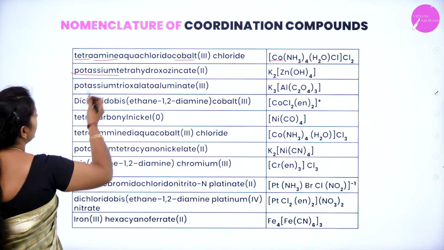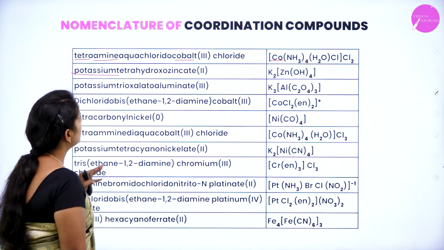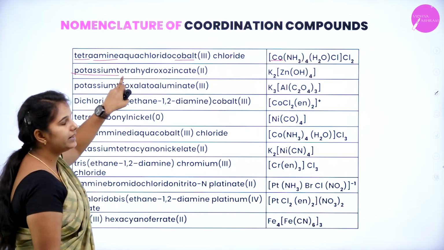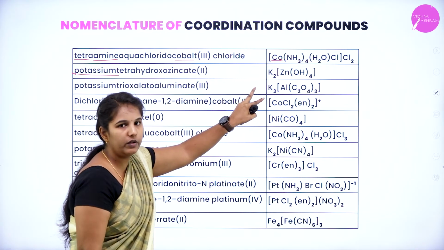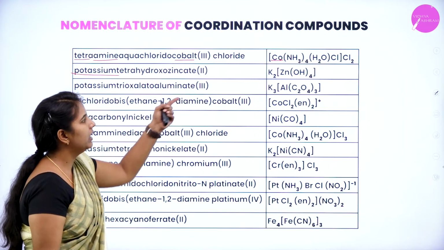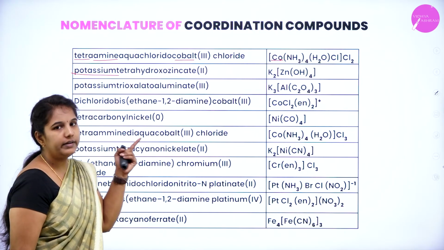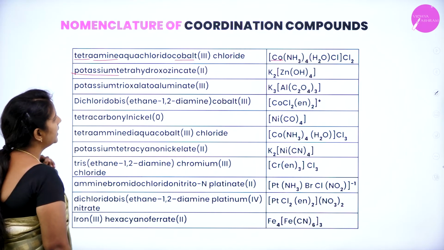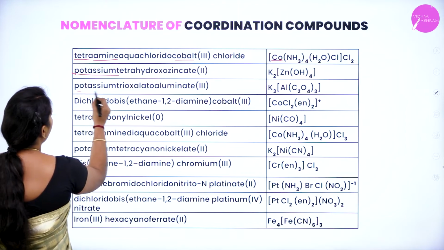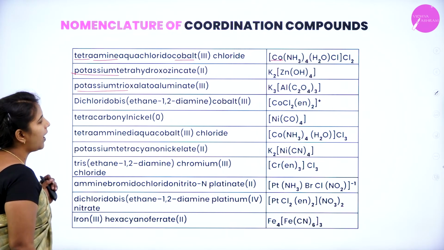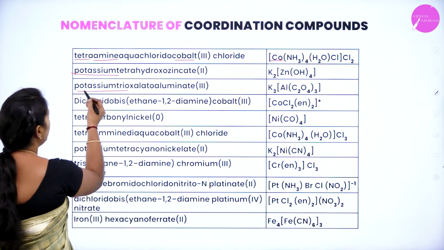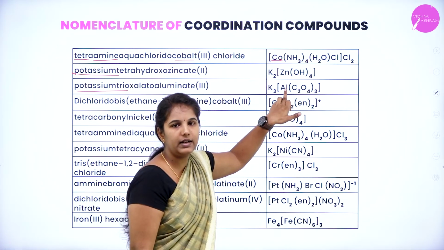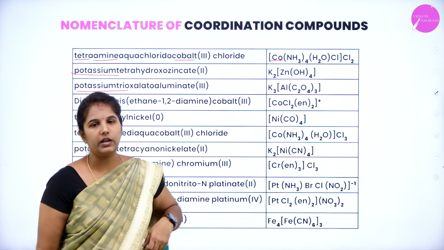Next, the potassium tetrahydroxidozincate. Here the zinc is the central metal atom surrounded by what? Hydroxido means OH group. How many will be there? Tetra means 4. OH groups will be there surrounded by zinc. So it is potassium tetrahydroxidozincate(II). Next is potassium trioxalatoaluminate(III). So here aluminium is my central metal atom surrounded by 3 oxalate ligands.